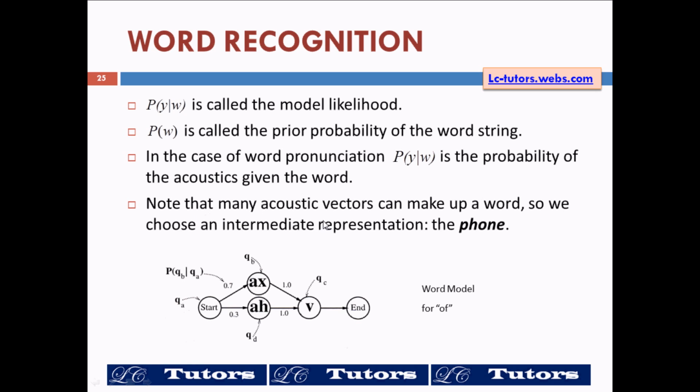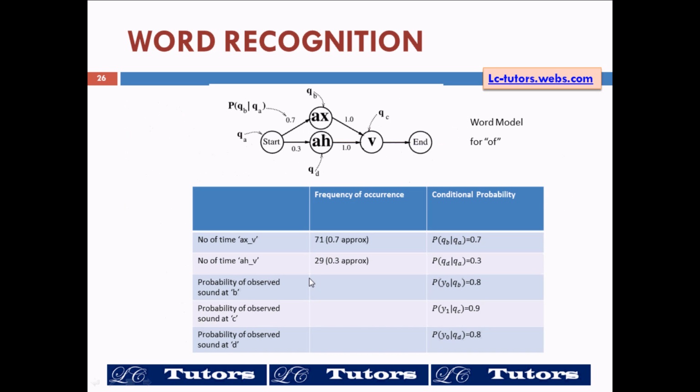Note that many acoustic vectors can make up a word, so we choose an intermediate representation, the phone or phoneme. So basically many acoustic vectors can make up a phone. That means you can pronounce the word "off" in several different ways, and it will still make the word "off".